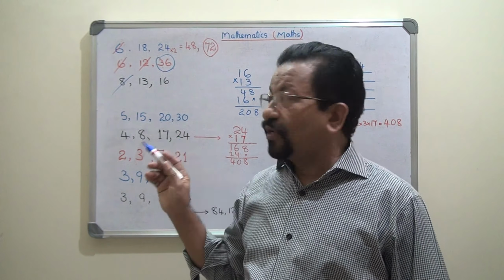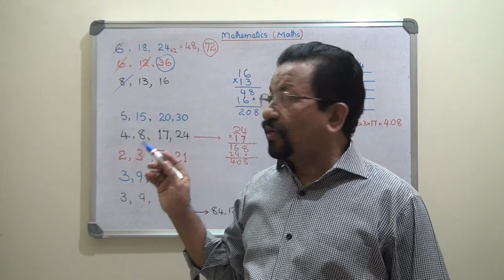So, don't multiply 20 and 30. What you have to do is take the next multiple of 30, that is 30 into 2. The first multiple is 30 itself, the second multiple is 60. Is 20 a factor of 60? Yes. Therefore, 60 is the LCM of these 4 numbers.